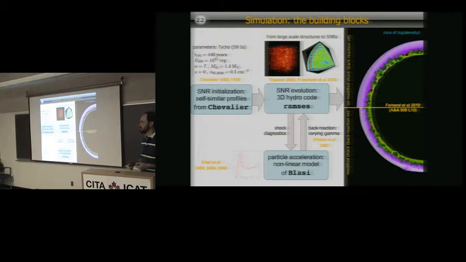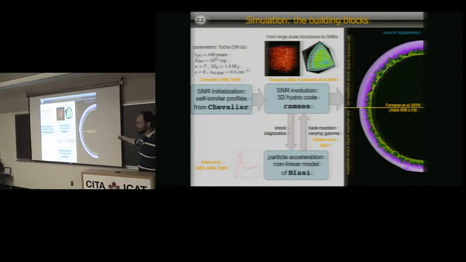So we start at a small age with a Chevalier profile for a typical SN Ia remnant like Tycho, and we evolve it with the code, and this is what you get at the end, after 500 years, the age of Tycho. And this is a slice so that you can see inside. So again, the ejecta and the ISM, the reverse shock, the unstable contact discontinuity and the forward shock. And this is the normal case, and this is the case with back reaction of particles.